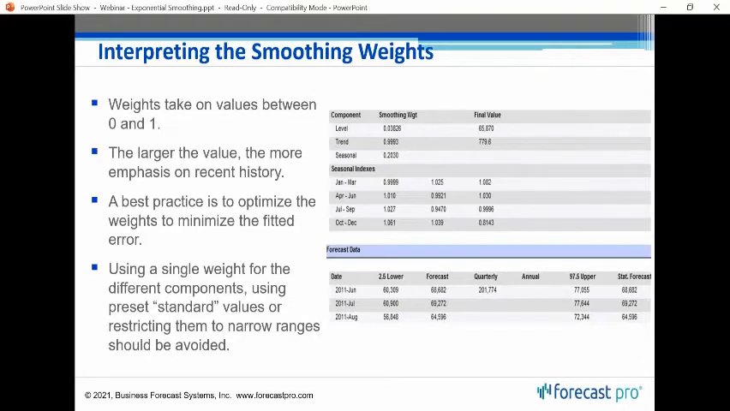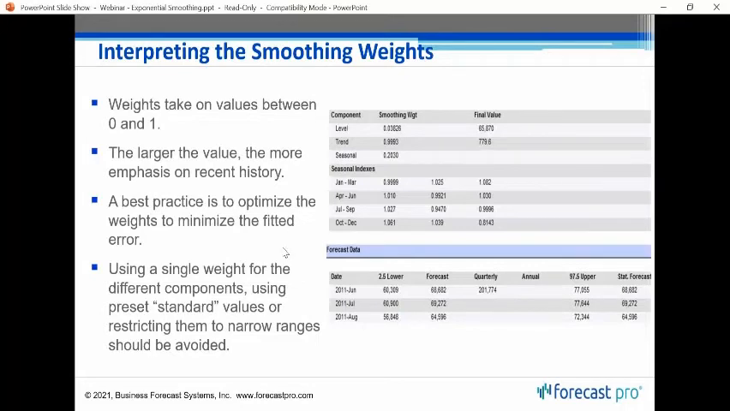I mentioned that some implementations of smoothing vary, and in fact, I've mentioned that some are poor. One of the reasons that some are poor is they take shortcuts in the smoothing weights. So these are things you should not do. Don't use a single smoothing weight for the different components. In our example, we have 3 very different values for the smoothing weights.